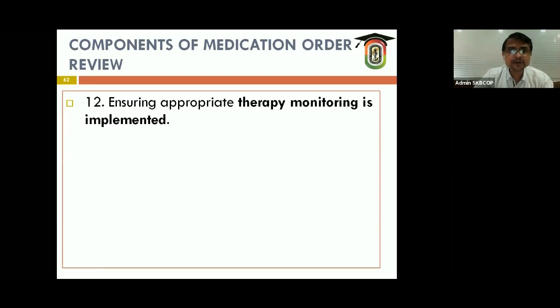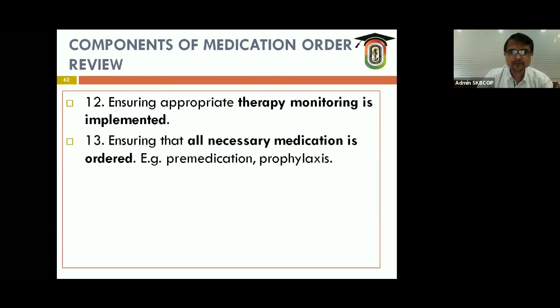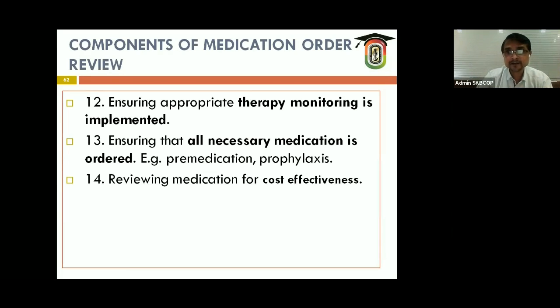Then 12th is ensuring appropriate therapy monitoring is implemented. Ensuring कि थेरेपी मॉनिटरिंग इंप्लीमेंट हो रहा है या नहीं हो रहा है, दैट शुड बी एंश्योर्ड. ऑफ कोर्स दैट इज बीइंग डन बाय फार्मासिस्ट, बट दैट शुड बी एंश्योर्ड बाय हिमसेल्फ ओनली कि ये मॉनिटरिंग प्रॉपर्ली हो रहा है या नहीं हो रहा. एंश्योरिंग दैट ऑल नेसेसरी मेडिकेशन इज ऑर्डर्ड प्रॉपर्ली. ठीक है, मतलब कोई प्री मेडिकेशन है, कोई प्रोफाइलेक्सिक है, सो वॉटएवर इज द फंक्शन ऑफ दैट मेडिकेशन, दैट हैज टू बी एंश्योर्ड.